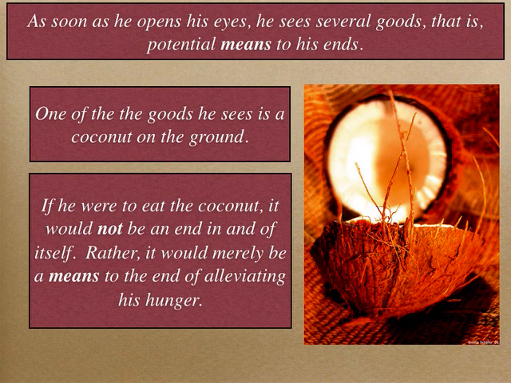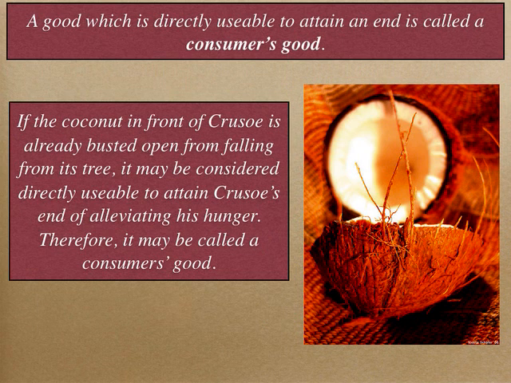One of the goods he sees is a coconut on the ground. If he were to eat the coconut, it would not be an end in and of itself. Rather, it would be merely a means to the end of alleviating his hunger. A good which is directly usable to attain an end is called a consumer's good. If the coconut in front of Crusoe is already busted open from falling from its tree, it may be considered directly usable to attain Crusoe's end of alleviating his hunger. Therefore, it may be called a consumer's good.